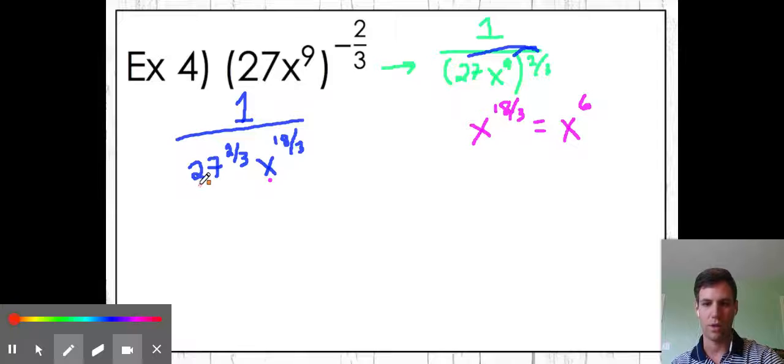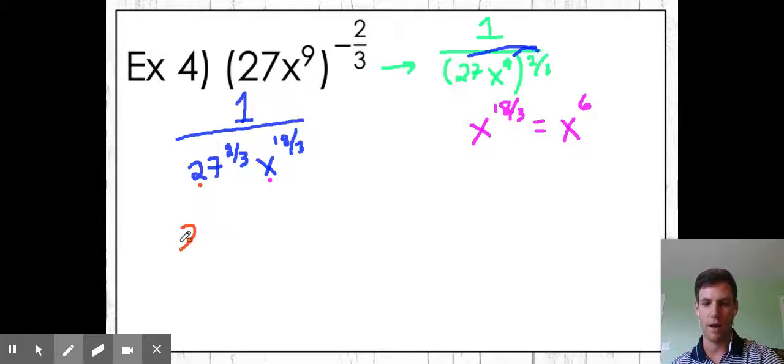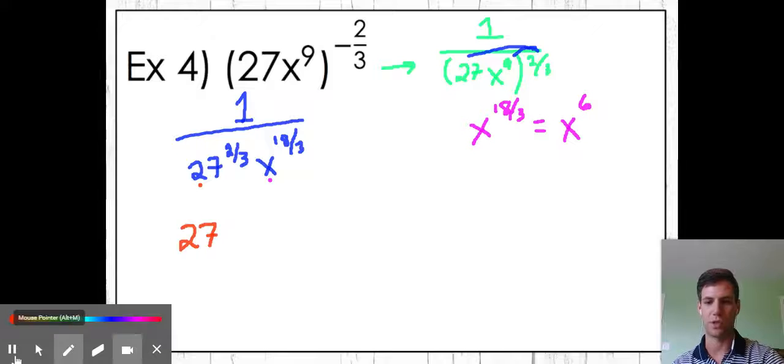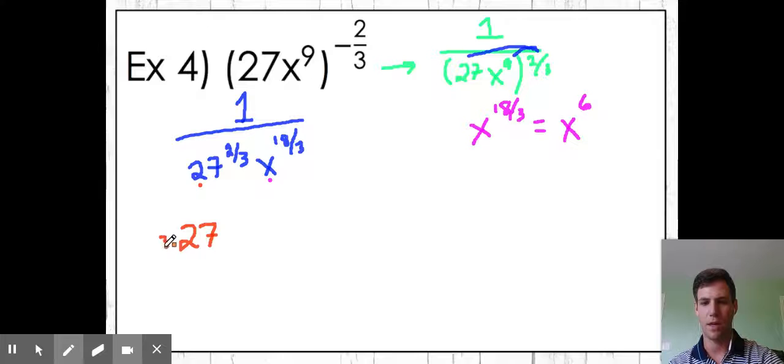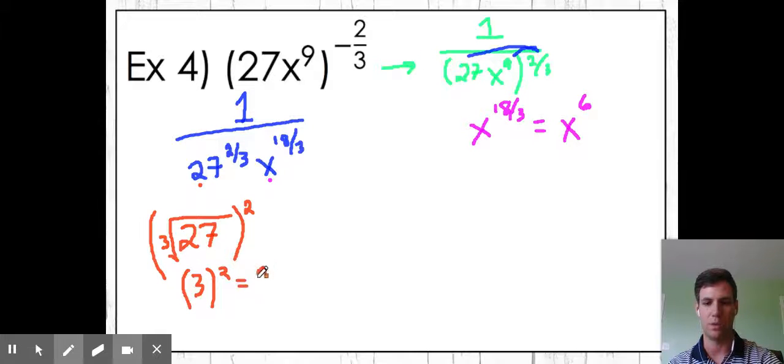Now with the number part, I have 27, and I know I'm doing the cube root of it, and I'm going to be doing it squared. Now, if I'm doing 27, I know that the cube root of 27 is going to equal 3. So I'm going to put that squared on the outside. So I'm really going to end up with 3 squared being equal to that, which we know equals 9. And that means that my two parts of my answer are 9 and x to the 6th.